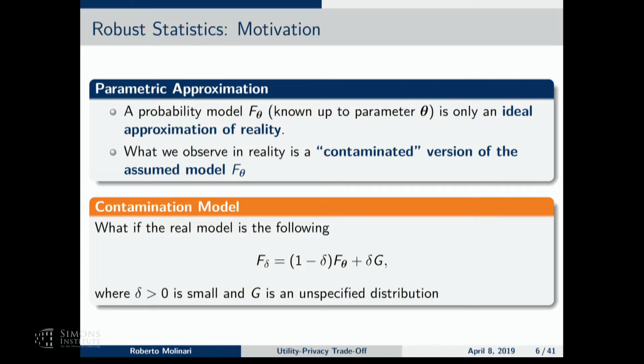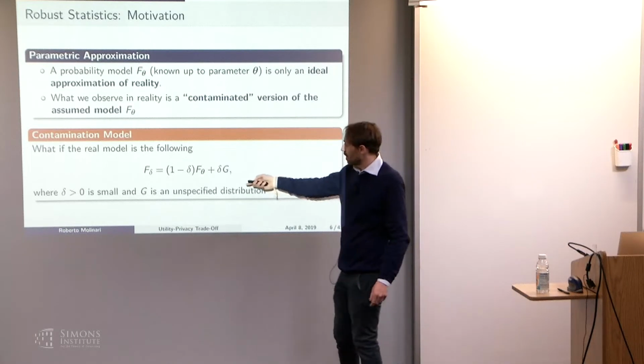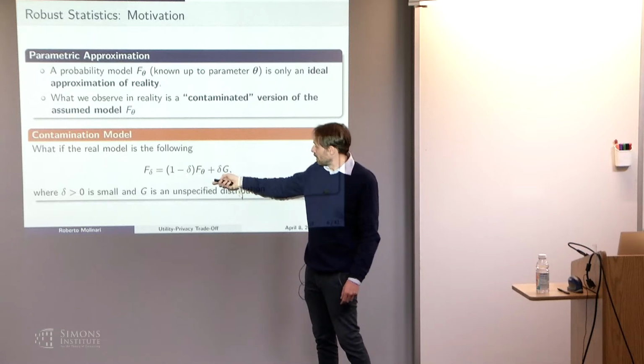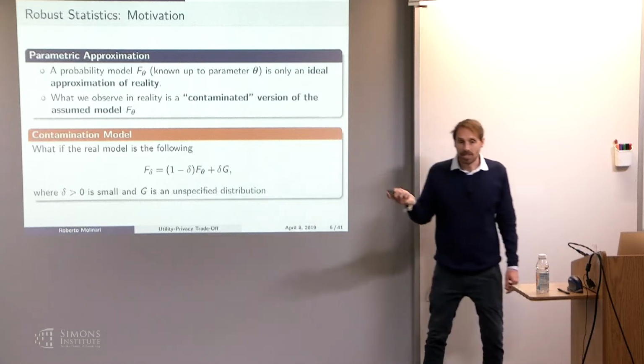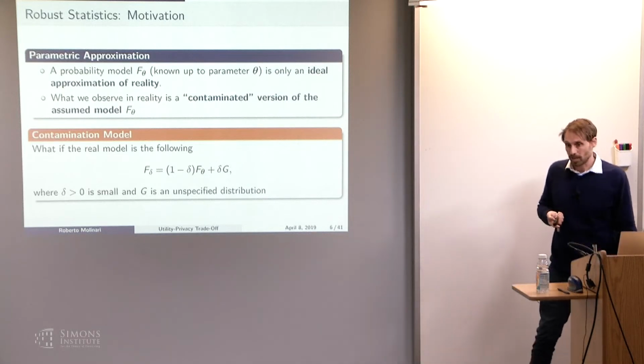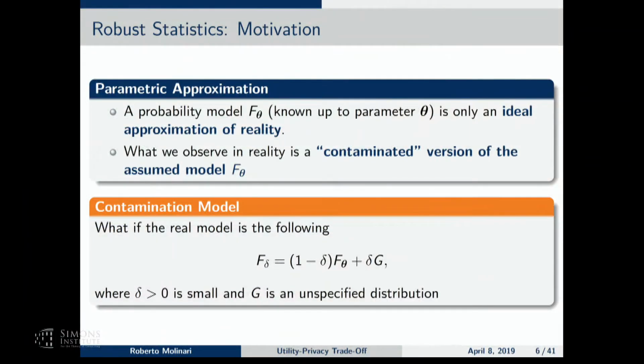So robustness starts from this setting, saying, okay, my data comes from the model f theta, but a certain proportion of it, which is small, delta, comes from a certain other distribution or other model G. Now, G, for purposes of robust statistics, is left unspecified. We don't want to specify what G is. We're just interested in our data generating model f theta, which is contaminated with G. So we're interested in the parameter theta.